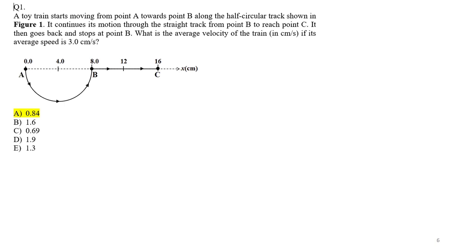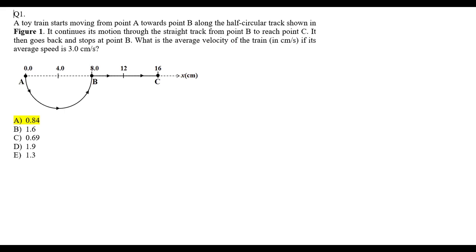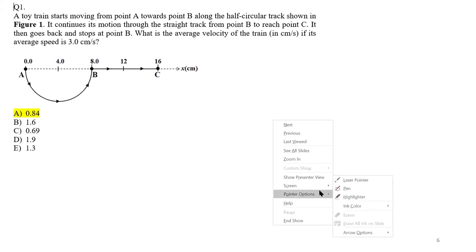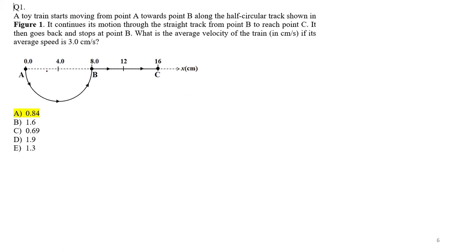The toy train starts moving from point A toward point B along the half circle track shown in figure 1. It continues its motion through the straight track from point B to reach point C. It then goes back and stops at point B. What is the average velocity of the train in centimeters per second if its average speed is 3 centimeters per second?